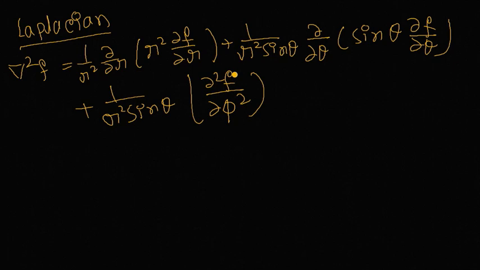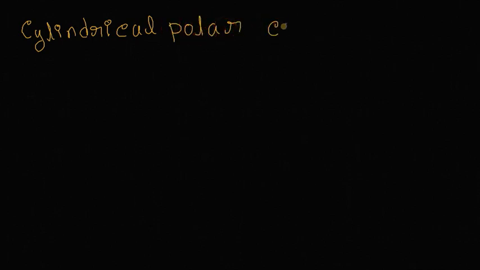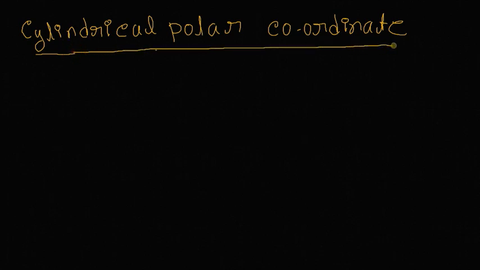Now, if we talk about the cylindrical polar coordinate, in the case of cylindrical polar coordinate we have three coordinates: r, phi, z.